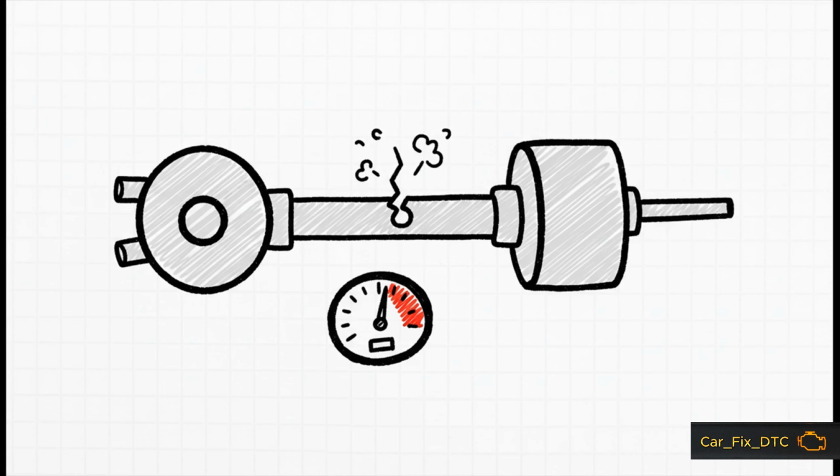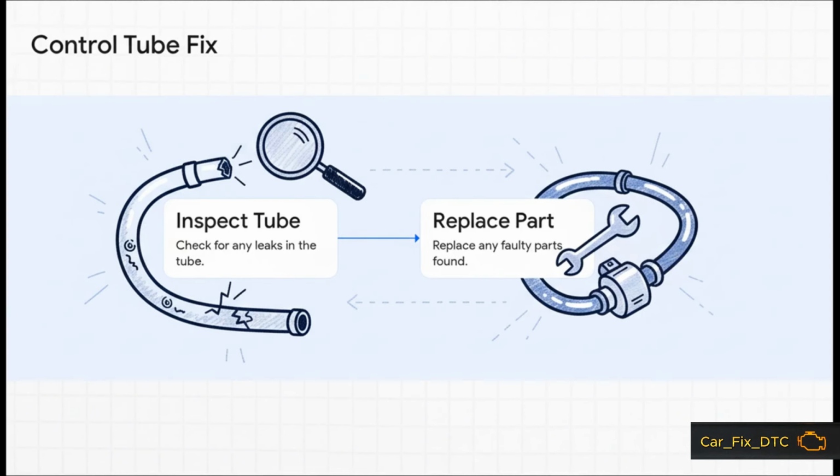This little tube is the direct line of communication between the regulating valve and the wastegate actuator. That's the part that physically opens and closes the wastegate. A leak here means a loss of pressure, which can stop the wastegate from opening when it's supposed to. So, how do you check for a leak in the control tube?